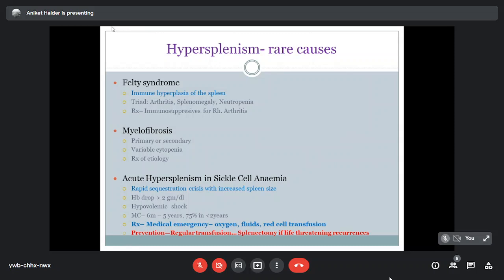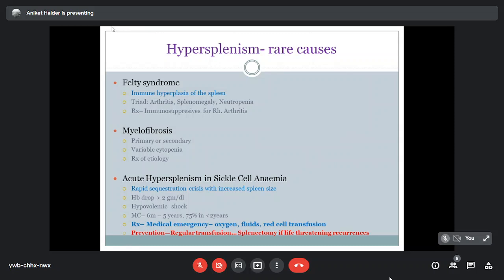Hypersplenism can also be seen in myelofibrosis, which can be primary or secondary to other diseases. There are usually variable cytopenias. And a rare cause of hypersplenism which deserves mention is acute hypersplenism, which is seen in sickle cell anemia. It mainly manifests in children with sickle cell disease in a very early phase, from 3 months to 2 years of age.